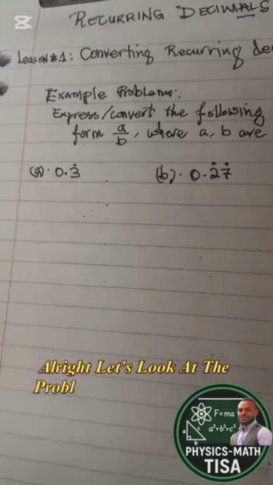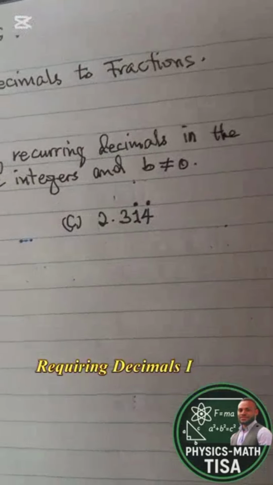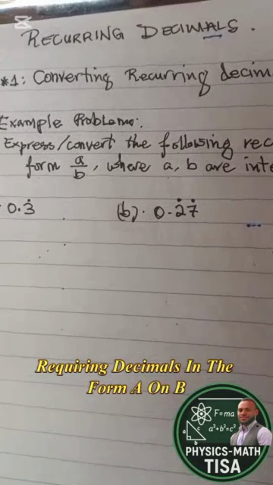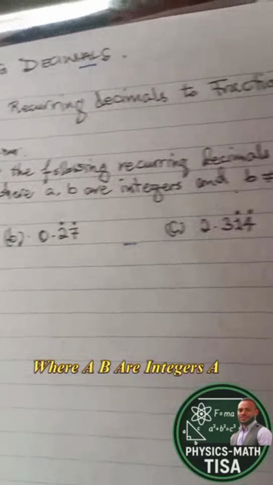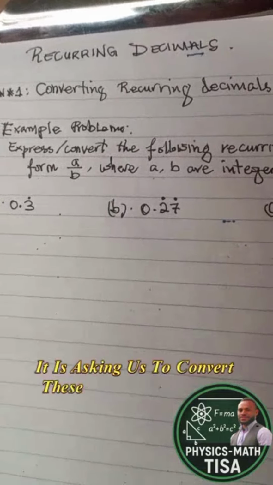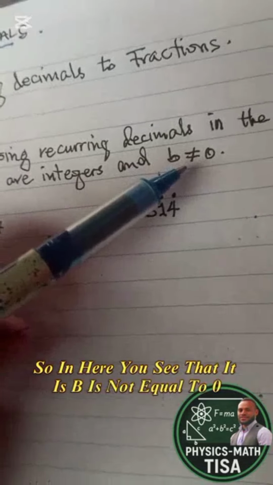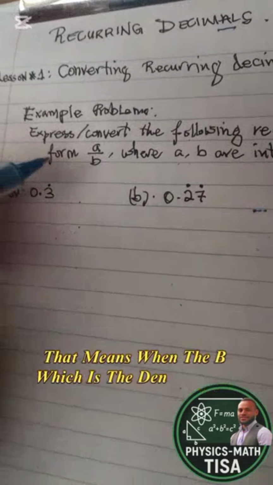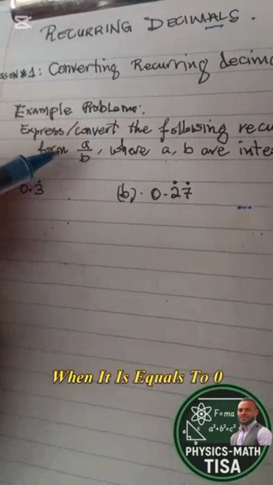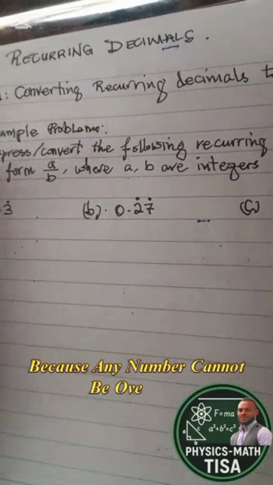All right, let's look at the problem example out here. Express or convert the following recurring decimals in the form a over b, where a, b are integers and b is not equal to 0. In other words, it is asking us to convert these recurring decimals into fractions. So in here you see that it says b is not equal to 0. That means when b, which is the denominator in here, is equal to 0, our fraction out here will become undefined because any number cannot be over 0.